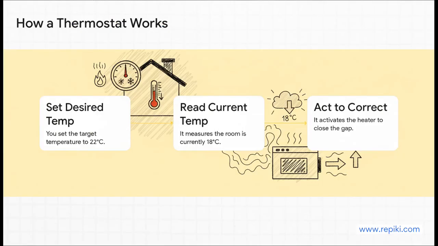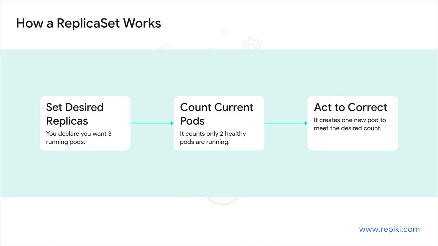Probably the absolute best way to understand a replica set is to just think about the thermostat in your house. It does a really simple three-step job, right? First, you set a desired temperature, let's say 22 degrees. Then it's constantly checking the actual temperature. And if there's a gap between what you want and what it is, it takes action. If it's too cold, it just turns on the heater. Simple. A replica set works the exact same way, but it does it for your app's pods.